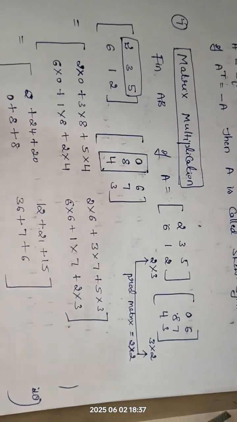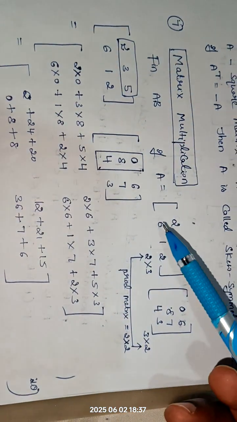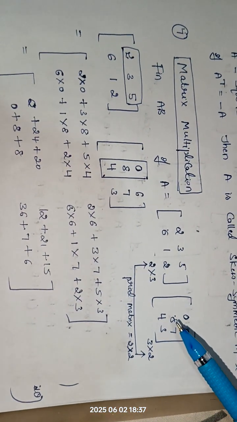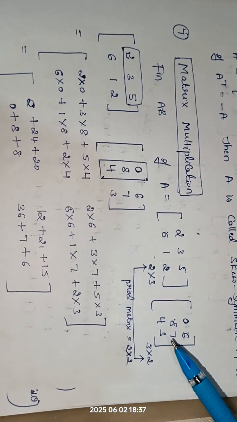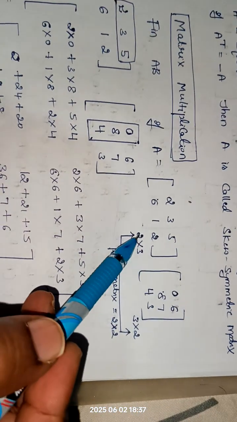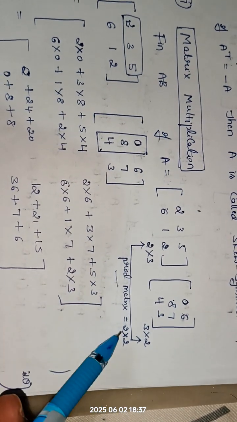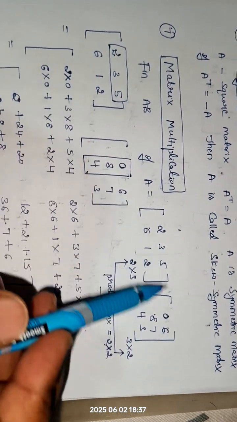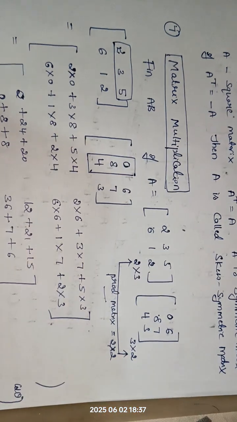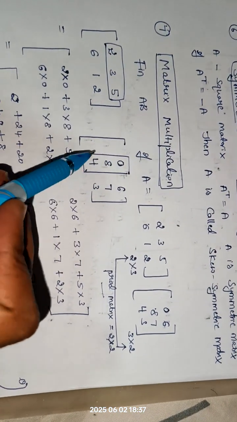Then matrix multiplication, a simple example. This is for the beginners. Find AB if A is like this and B is like this, right? So here we know that A is 2 cross 3 and B is 3 cross 2. We know that here it is 3 and here it is 3, the inner orders match. So the product matrix should be 2 cross 2. Now consider the first row and the first column, multiply each element.